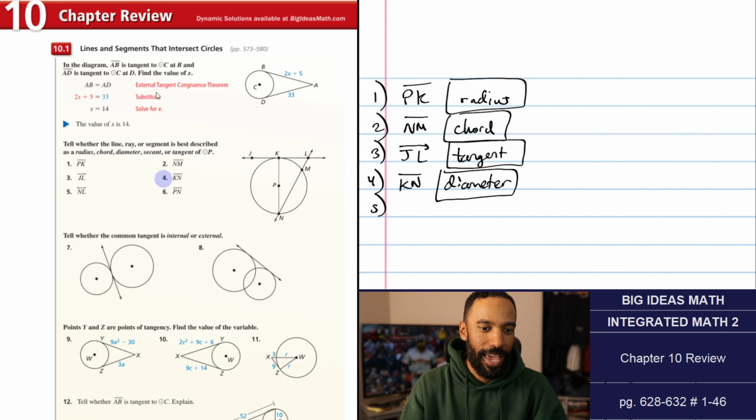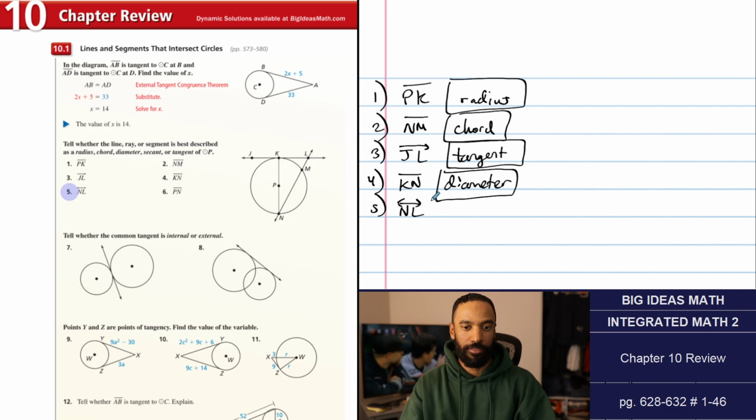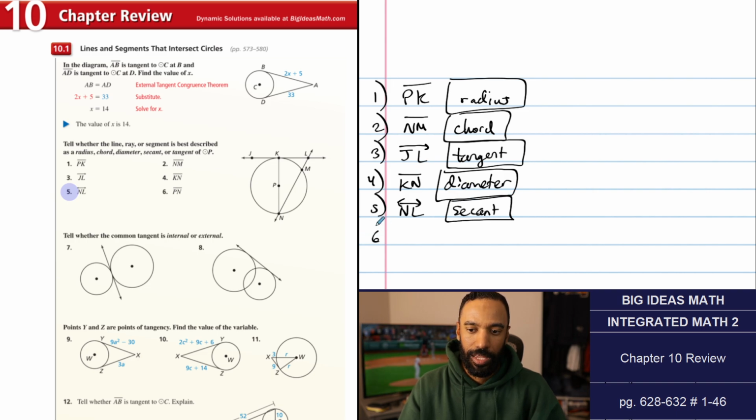Number 5, line NL. From N through point L and also hitting point M, this could not be described as a chord because it doesn't have endpoints. It's a line, it goes on forever, and it touches the circle twice. This is known as a secant. A secant line in this case. And lastly, number 6. Segment PN. PN's another diameter.